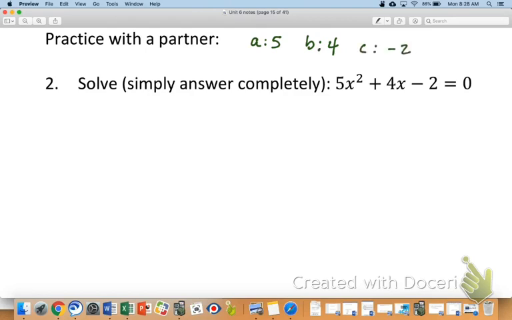Negative 2. Be really careful that the sign in front of the number goes with the number when we do this. All that's left now is to use the quadratic formula. X equals negative b plus... Get it all filled in, all right? So here we go.